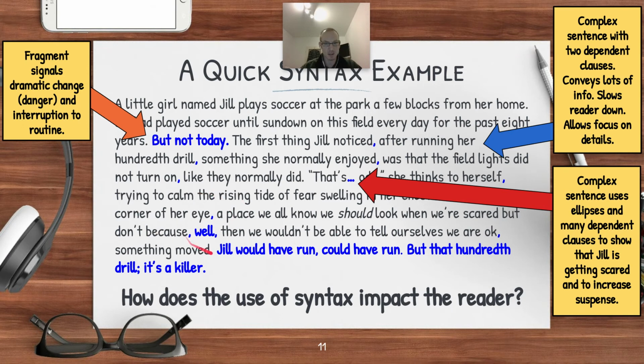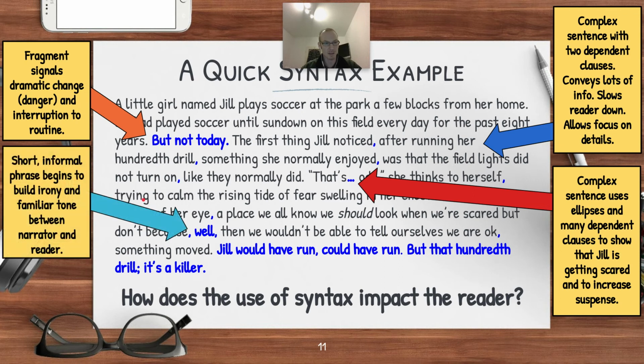Then there's down here, when we get to the longer sentence, there's an interesting part where there's a dependent clause, remember, a fragment that's in the middle of the main sentence, that's a single word. It's just the word "well," right? When you think about that, that short, informal phrase begins to build the irony and a familiar tone between the narrator and the reader. That's important, again, when you look at the very bottom, in that last section, right?